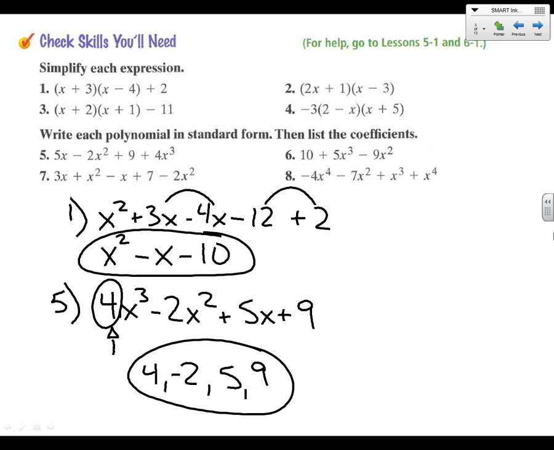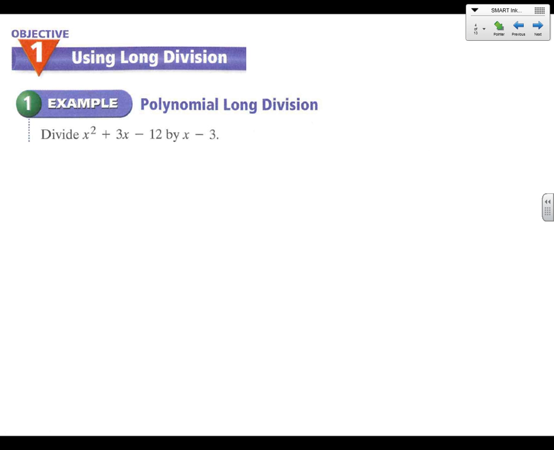All right, so let's jump right in. We're going to do long division, and so we've done long division ever since we were in the lower grades, but now we're going to do long division with some variables in there. So I'm going to set this up. X squared plus 3x minus 12. Long division looks like that, and x minus 3 on the outside.